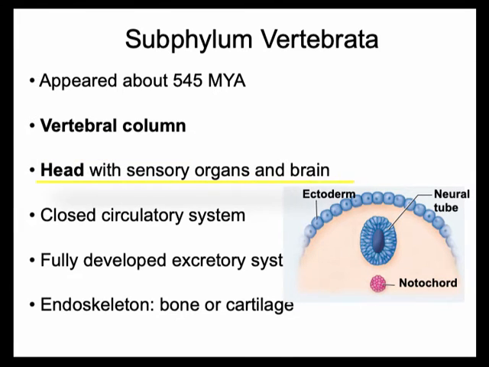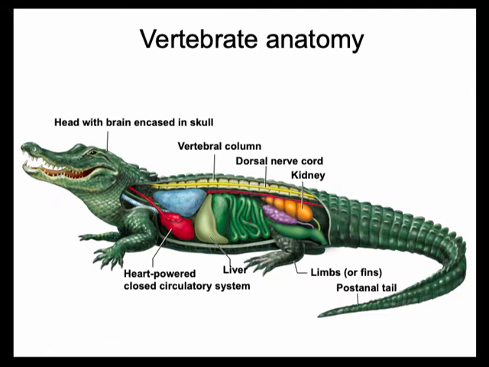All vertebrates also have a head with sensory organs, a closed circulatory system, a fully developed excretory system, and an endoskeleton either made of bone or cartilage. Here we see the main characteristics of vertebrates: a head that encases the brain. We have a vertebral column, a dorsal nerve cord, a post-anal tail, limbs, a heart that powers the closed circulatory system. In addition, all vertebrates also have a liver and kidneys.